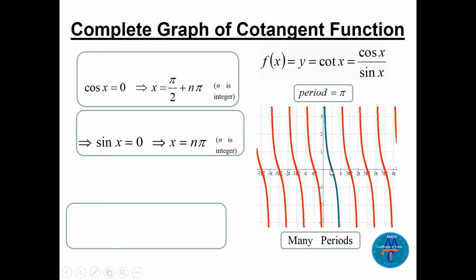You see this graph here, green maybe, from 0 to pi. And here, then pi to 2 pi, 2 pi to 3 pi. So every pi we have one period.